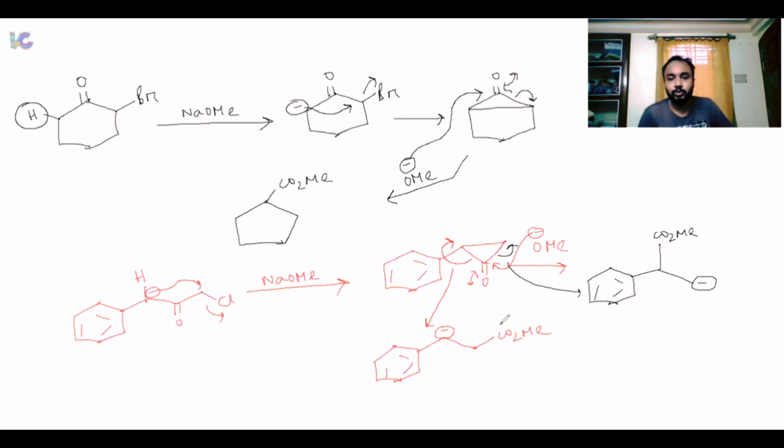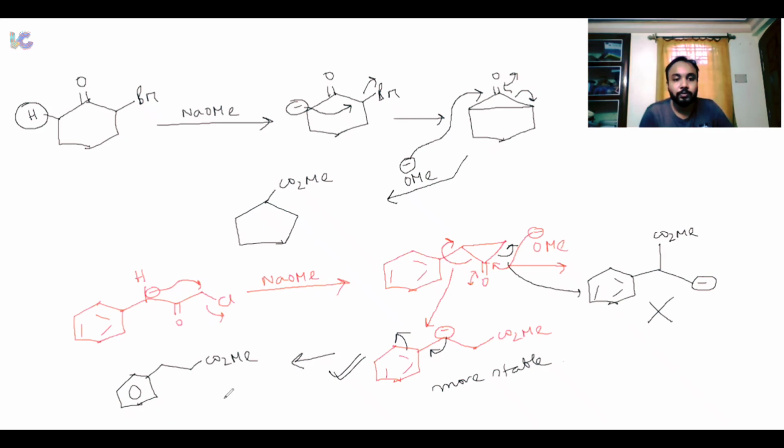So between these two, we can see this one is more stable, because this negative charge can take part in conjugation with the benzene ring. So this is a more stable carbanion than this one. So this will not form. So after workup, we'll end up with this product.